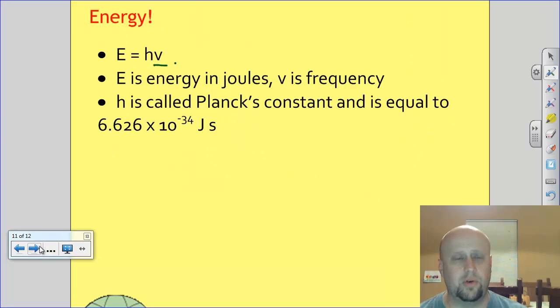So real quick, let me work one of these equations. The equation itself is pretty easy. Energy is equal to H times V. E is energy in joules. V is the frequency that we had in the last equation. And H is a constant. It's called Planck's constant, and this is its number. Super small number. That's a smaller number than Avogadro's number is big. 6.626 times 10 to the -34th. Really tiny number. We did one of those back in scientific notation time.